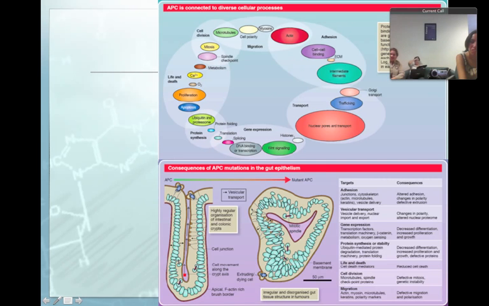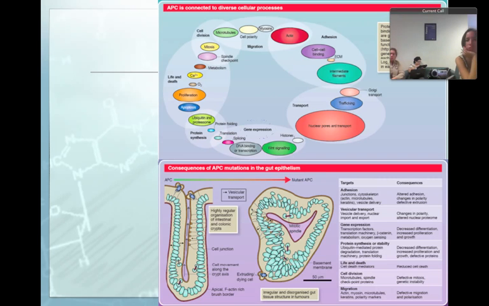These cells are dividing all the time. They migrate up. And so this APC is critical here because it is involved in all of the steps that take this cell from down here when it's a baby stem cell all the way up to where it's going to eventually be shed. These cells are really reliant on all those things. They're motile, they move, they secrete stuff.